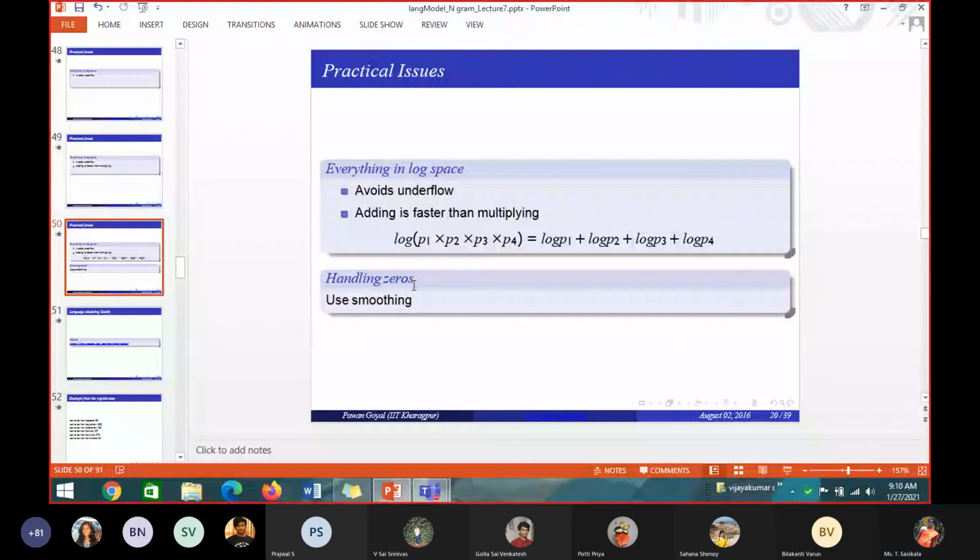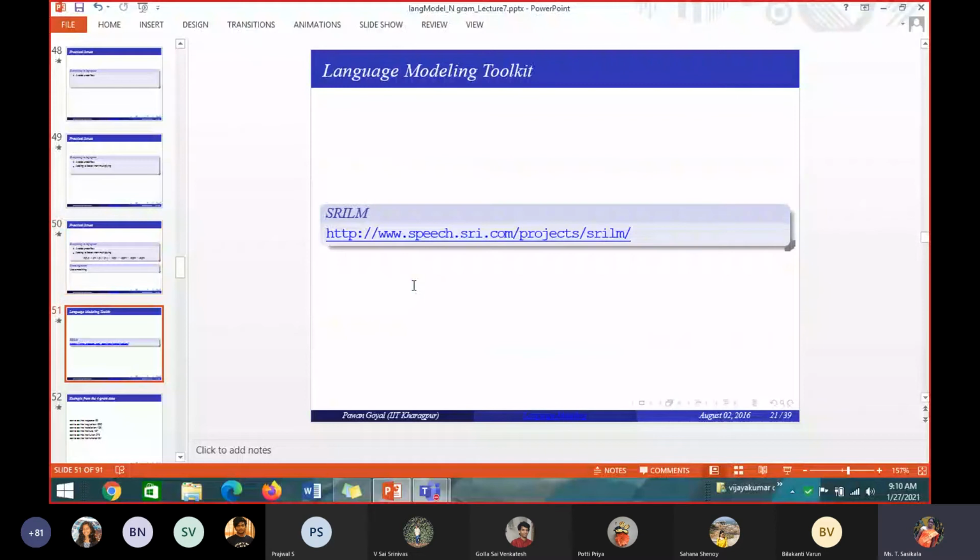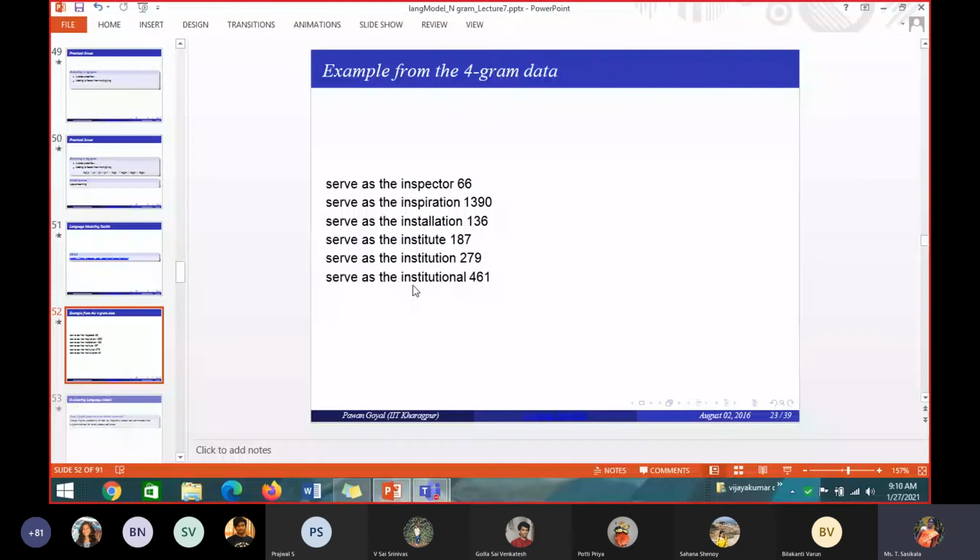So this is the toolkit. If you want, for language models, SRILM is a toolkit which is available. You can download that, and there are many language models available there. You can look into it. And this is an example for which gram model? Can you tell me?